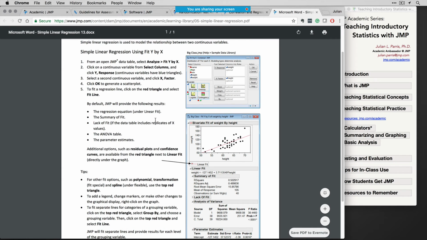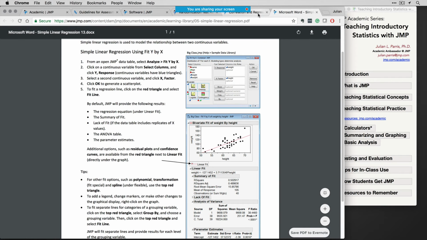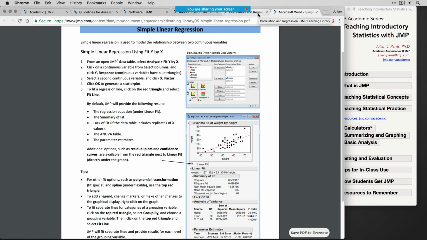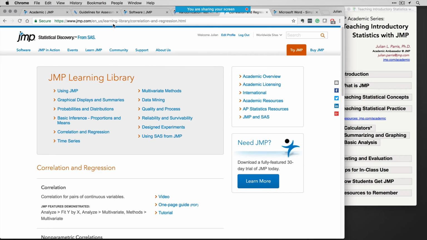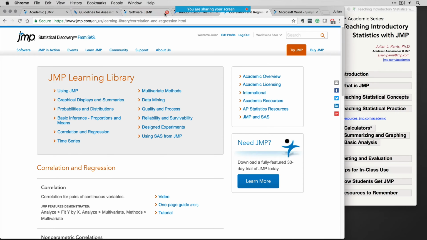So no matter what book you teach with, or no book at all, these allow you to give students all the details on how to use JMP for these particular analyses. So again, remember that website, jmp.com/learn, or find us again at jmp.com/academic and navigate to the Learning Library.